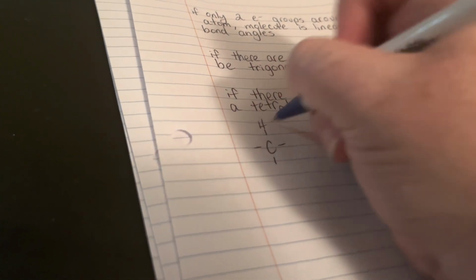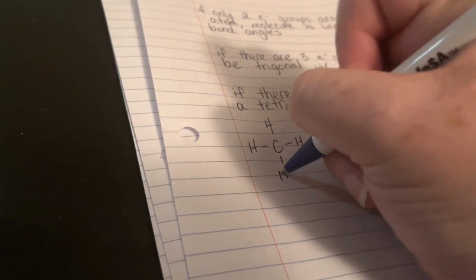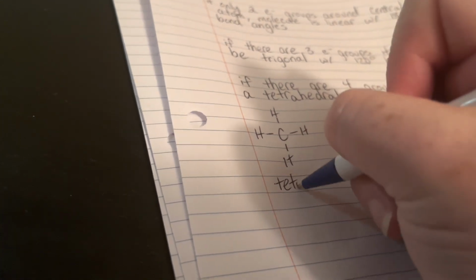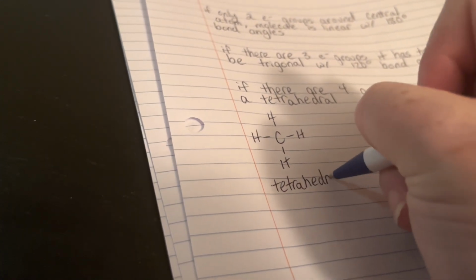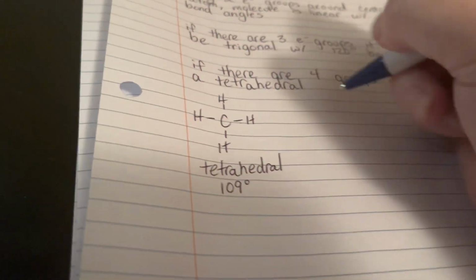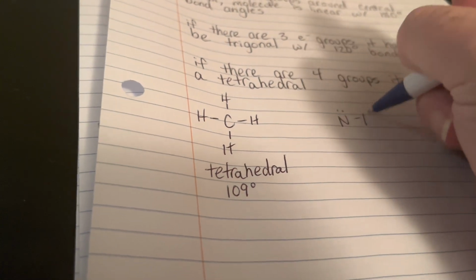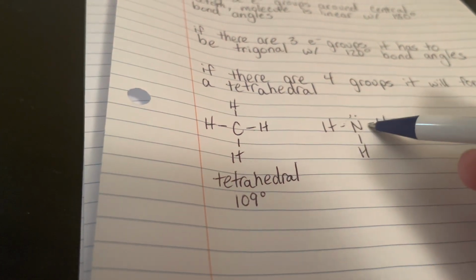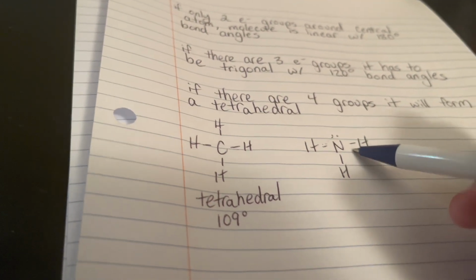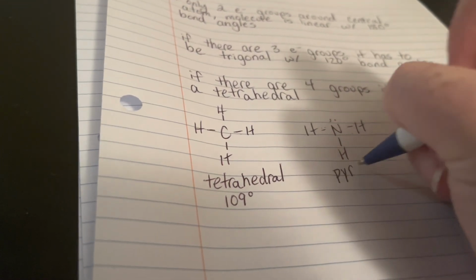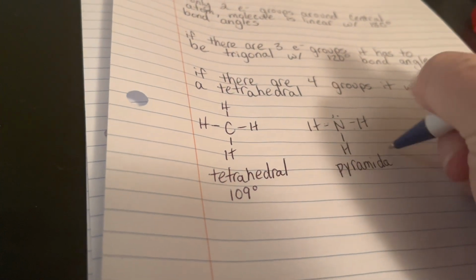If all the groups are bonded, so there are 4 groups, but all of them are bonded, it's going to be a tetrahedral with 109-degree bond angles. Okay, if you have 4 groups, 3 are bonded, and 1 is an unbonded electron pair, it's going to be pyramidal with 107-degree bond angles.